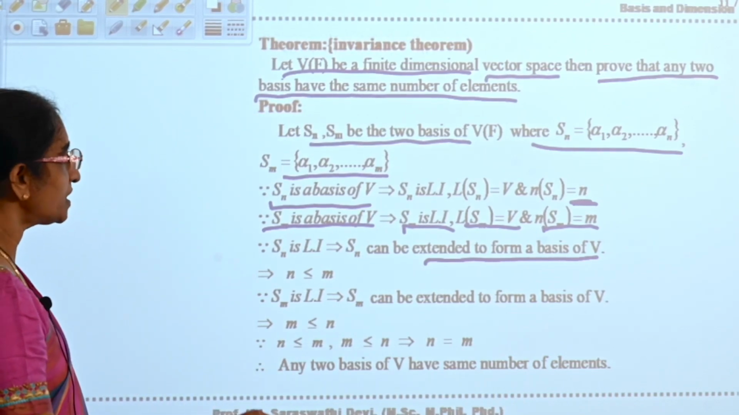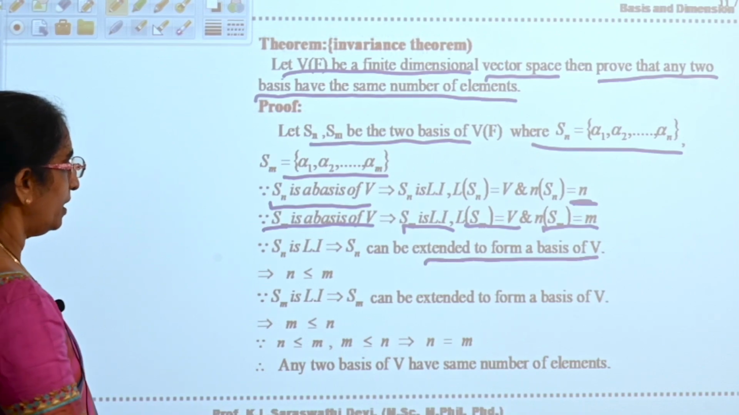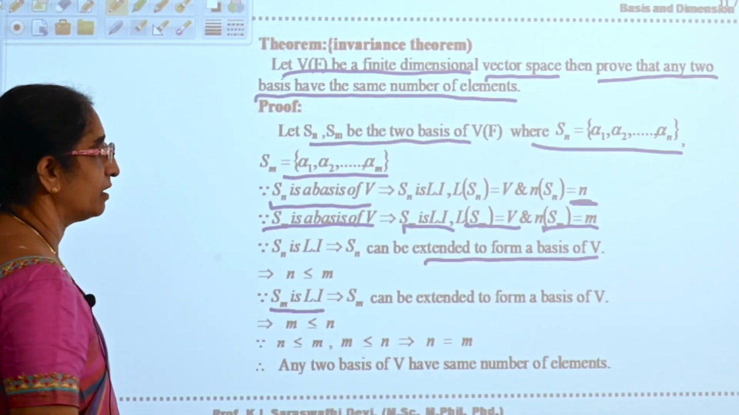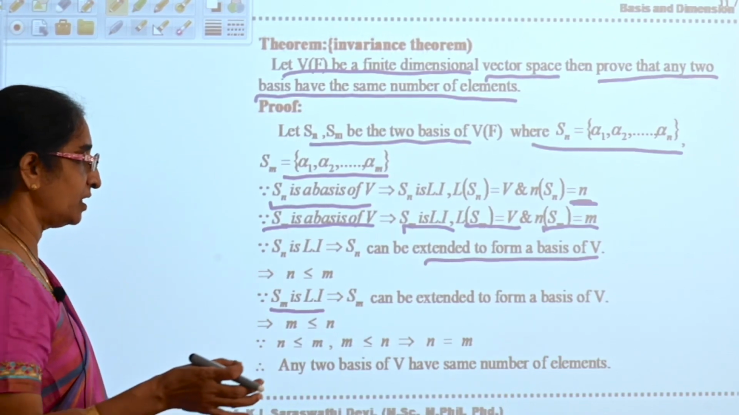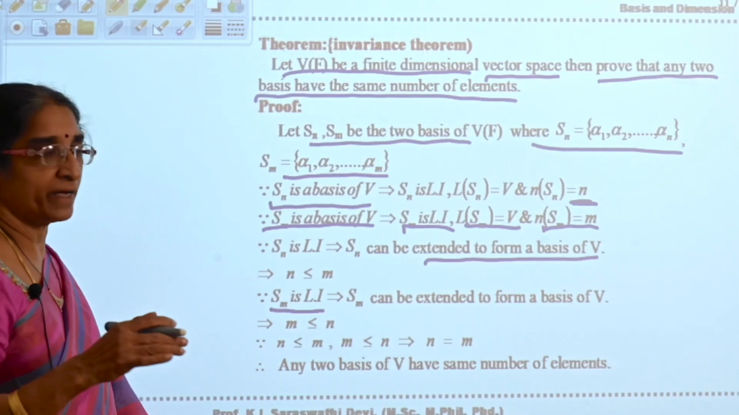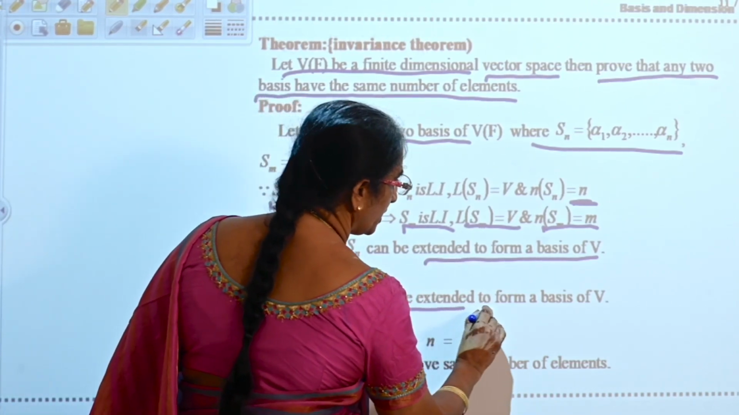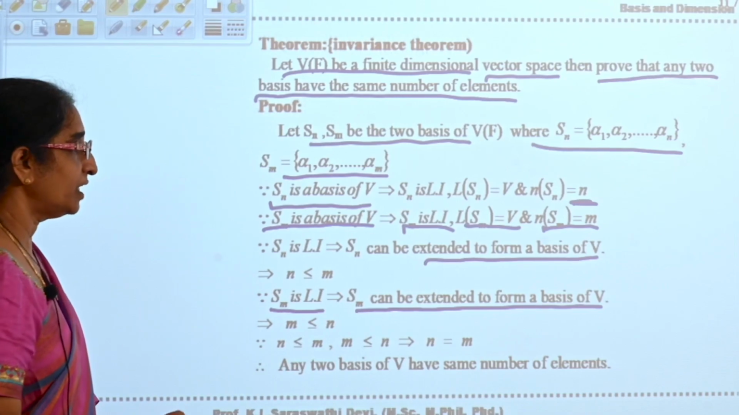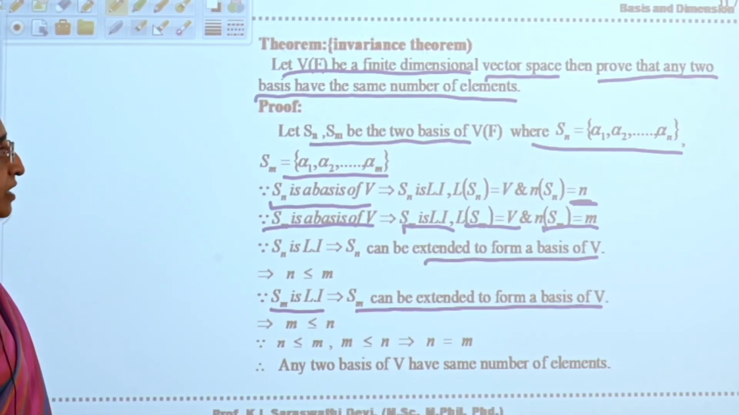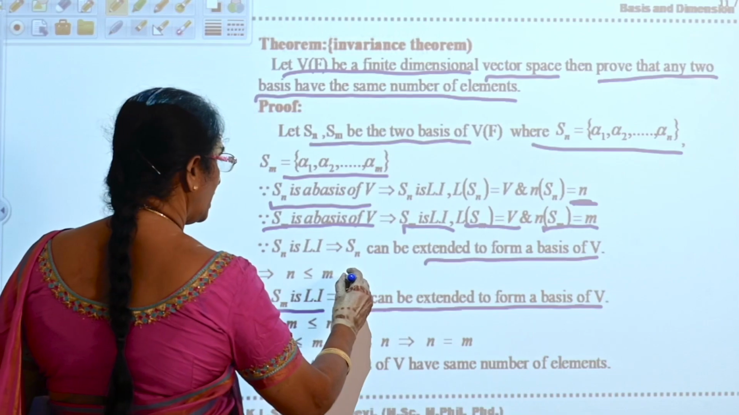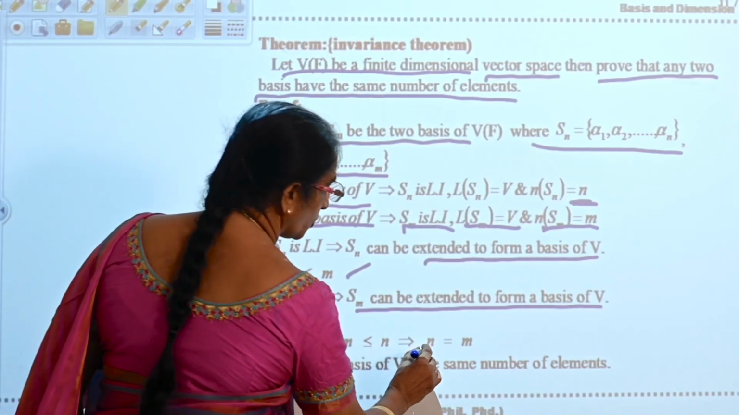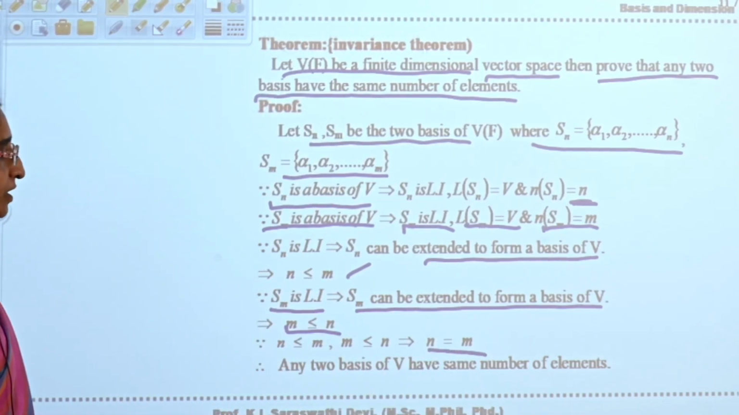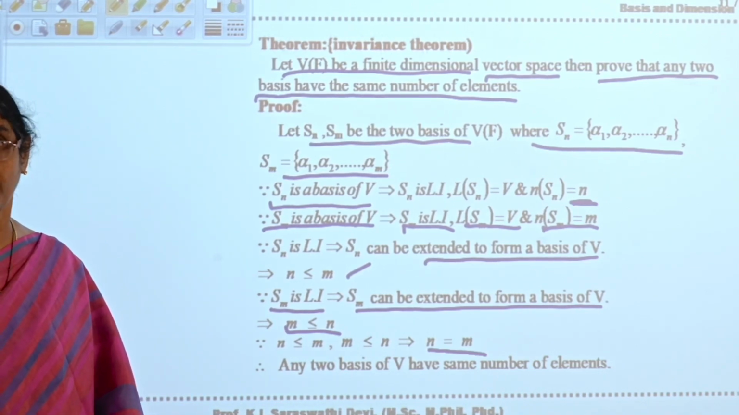Similarly, if you interchange the roles of Sn and Sm, Sm is linearly independent. By the basis extension theorem, which I explained in another video, Sm can be extended to form a basis of V. Therefore, m is less than or equal to n. In the first case you got n less than or equal to m. Here you got m less than or equal to n. From those two you can say n is equal to m. That means any two bases of a vector space have the same number of elements.